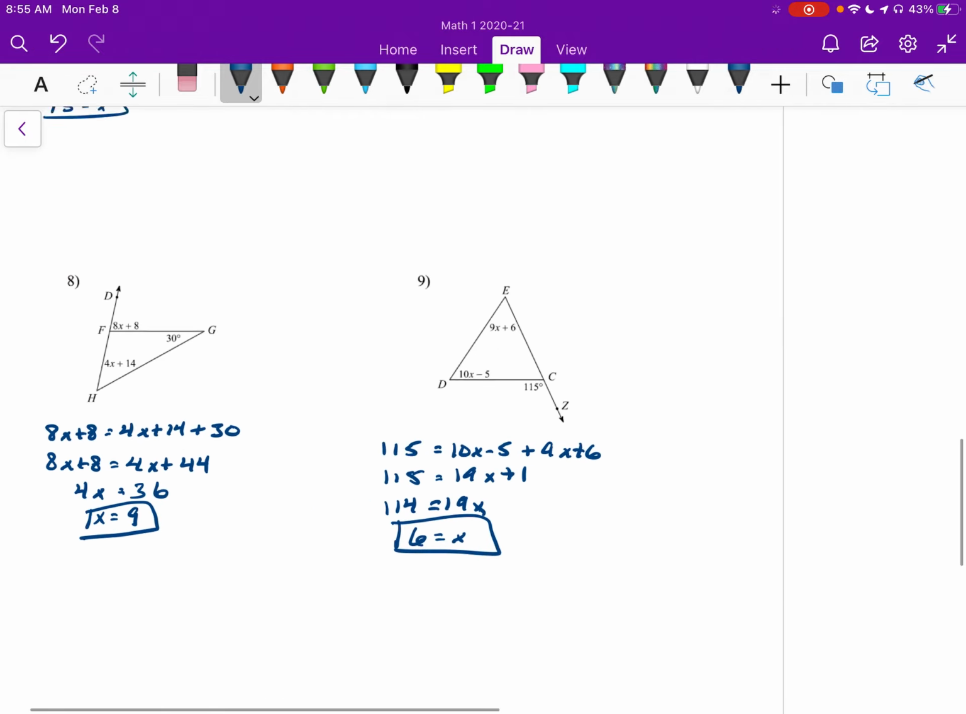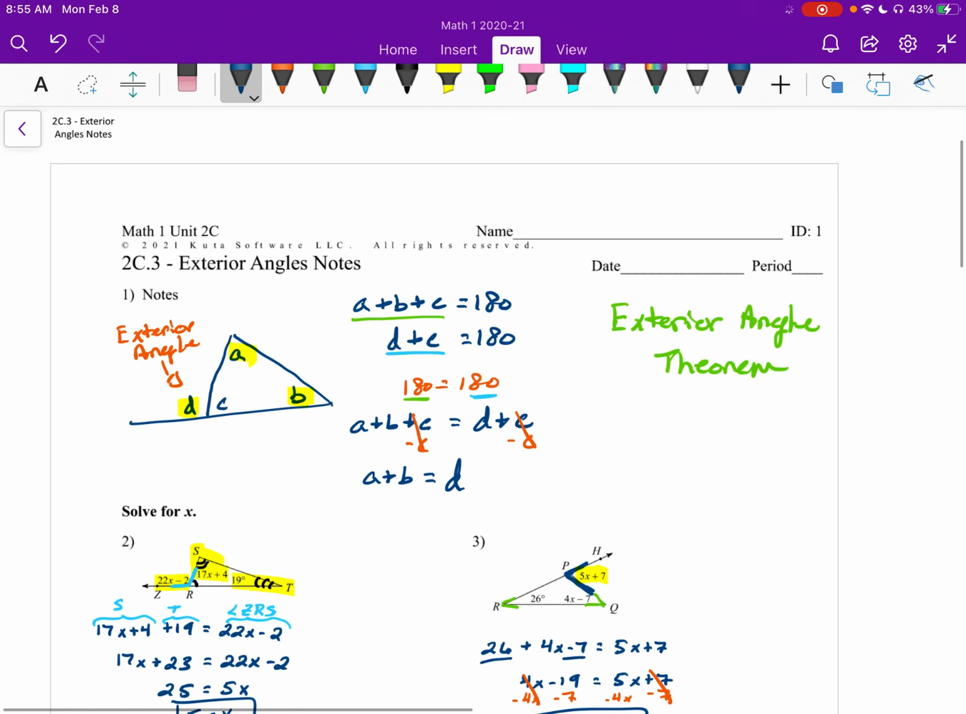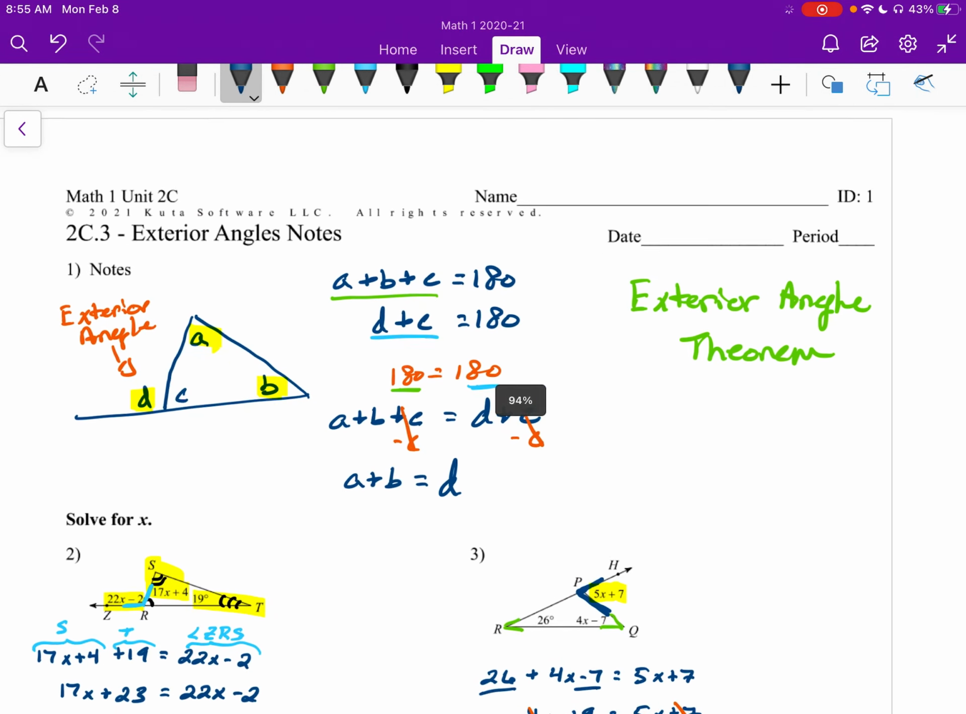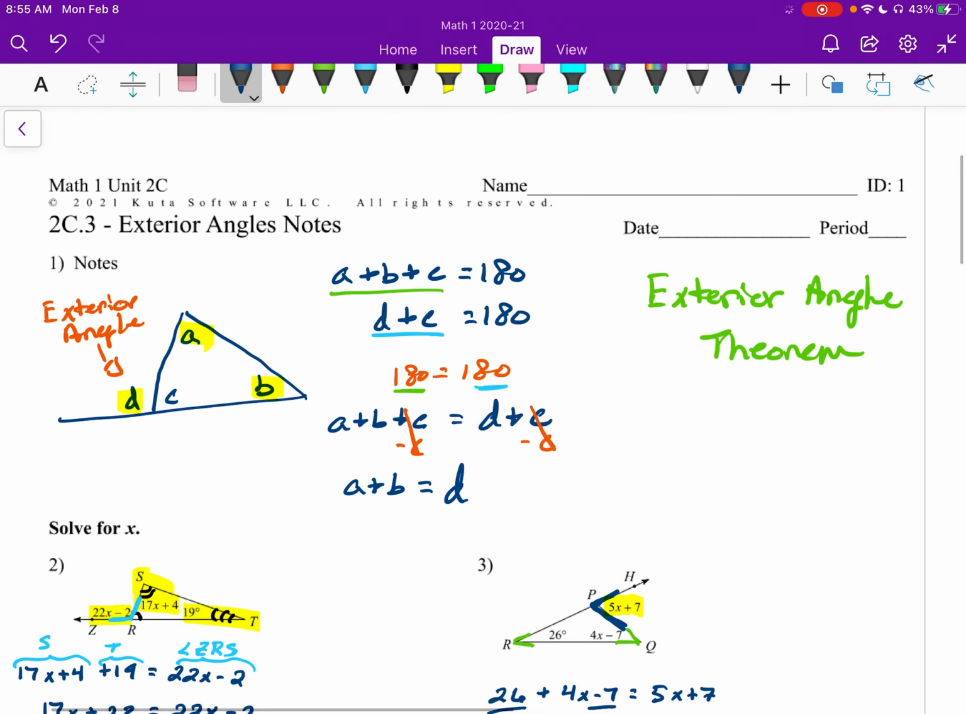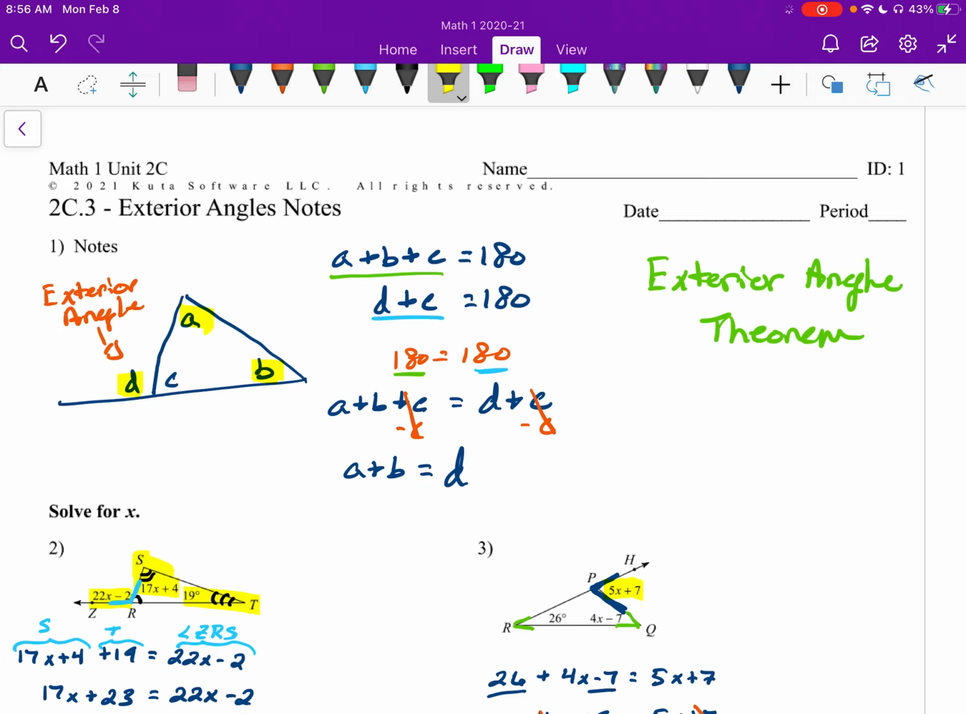Let me know if you have any issues with this. Just make sure you remember the exterior angle is the two opposite interior angles added together. And if you're still confused on this, if you go on YouTube and search exterior angle theorem, you'll find all kinds of videos showing you how to do problems just like this. All right, that's it.